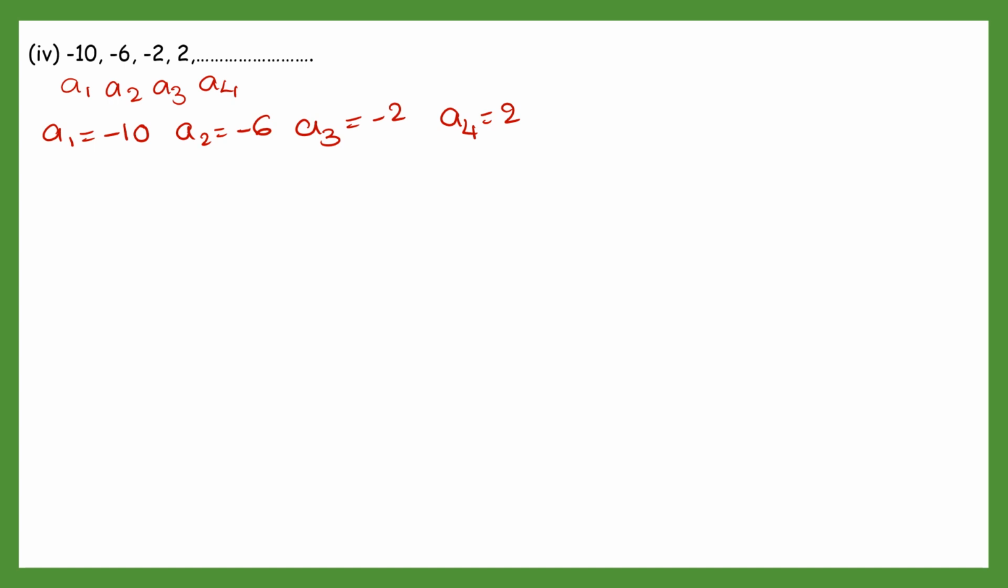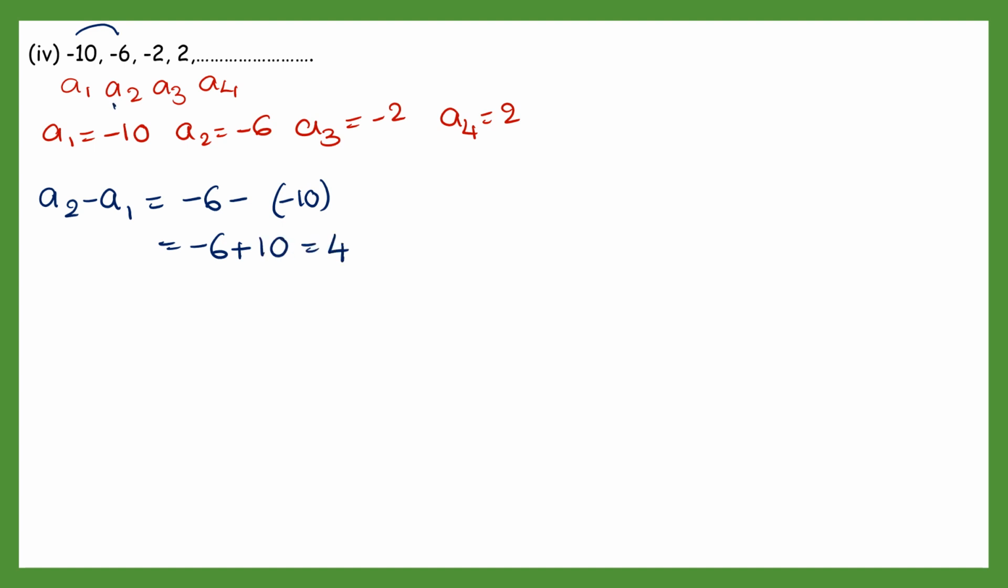Now we should check whether this list is in arithmetic progression or not. For that, what should you do? We should find the difference between consecutive terms. These two, A1 and A2, are consecutive terms. So let's find the difference. A2 minus A1. So you get minus 6 minus of minus 10. That is nothing but minus 6 plus 10, which is equal to 4.